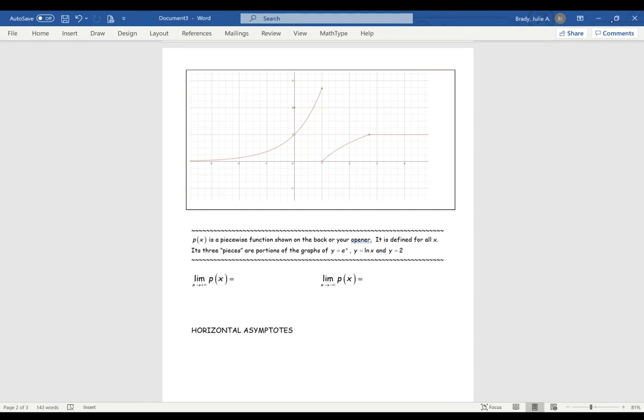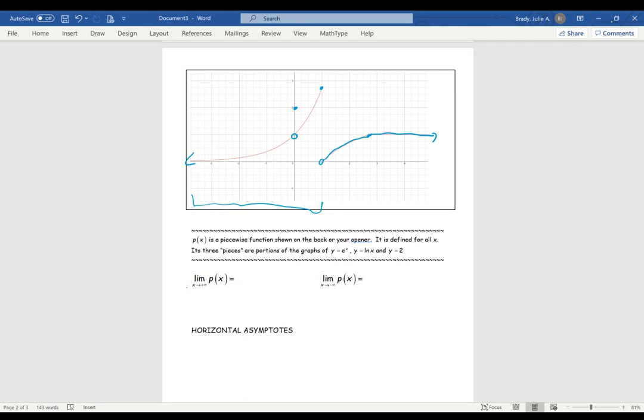We've got this piece where that's e to the x, except there's this little exception here. And then this next piece is part of the ln. And so where these two pieces meet, this is open and this is closed, and there's an ln graph. And then this is y equals 2. And that keeps on going. Okay, so let's look at the end behavior.